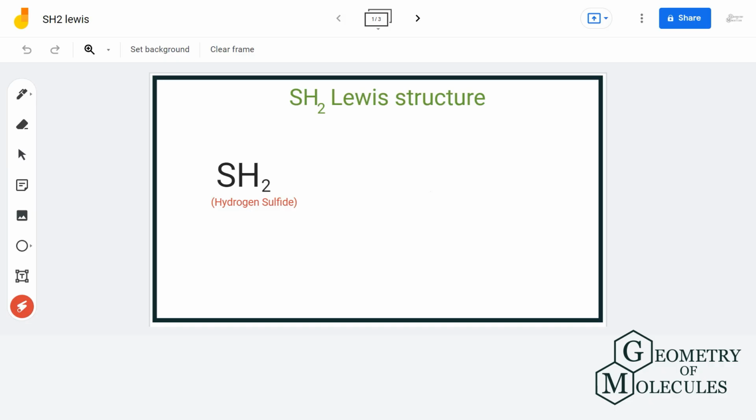In this video, we'll discuss the Lewis structure of SH2. It's the chemical formula of hydrogen sulphide, and for drawing its Lewis structure, we'll first look at the total number of valence electrons. We have one sulphur atom having 6 valence electrons and two hydrogen atoms that have 1 valence electron each. That gives us a total of 8.